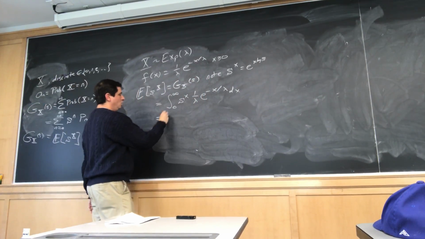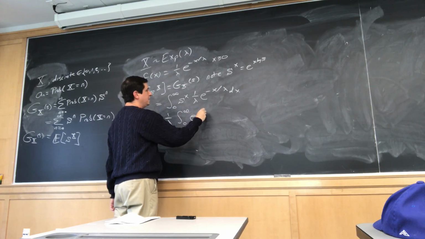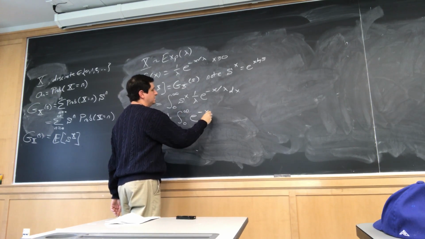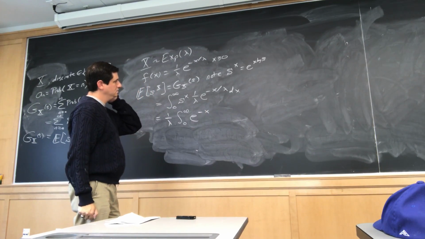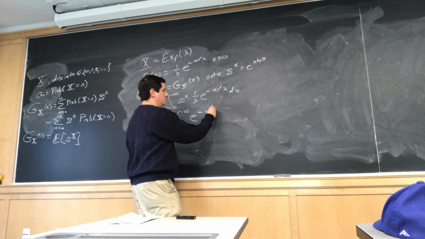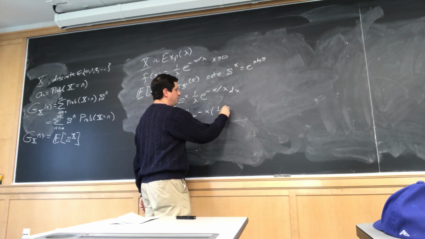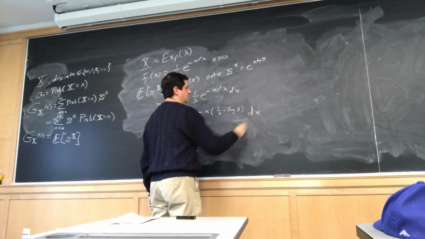And we get 1 over lambda, integral from 0 to infinity, e to the negative x, and then what do I have? I have 1 over lambda, and I have log s. So I get 1 over lambda minus the log of s, dx.